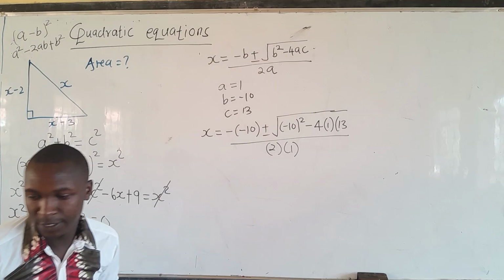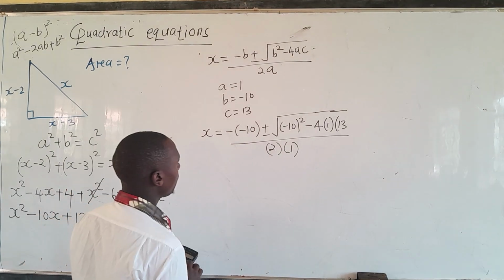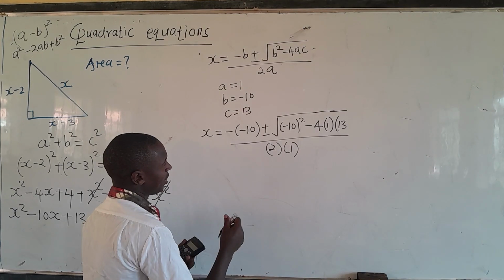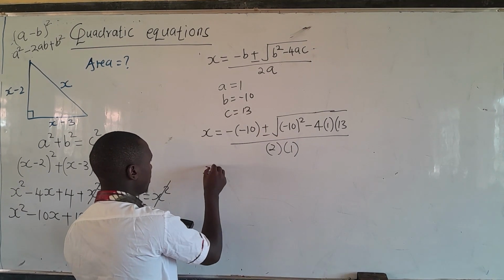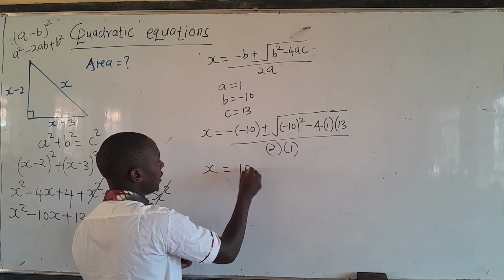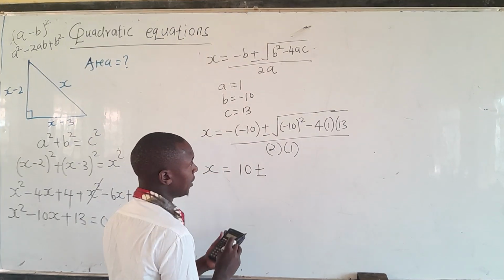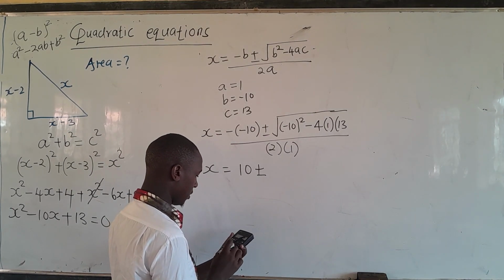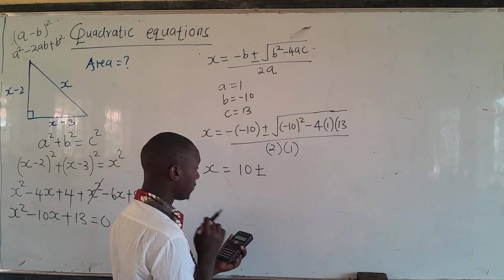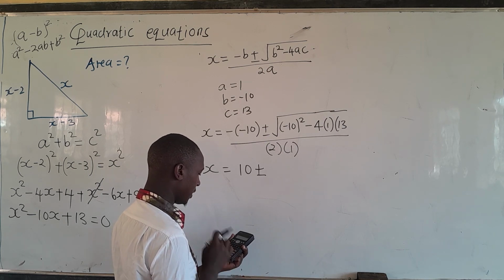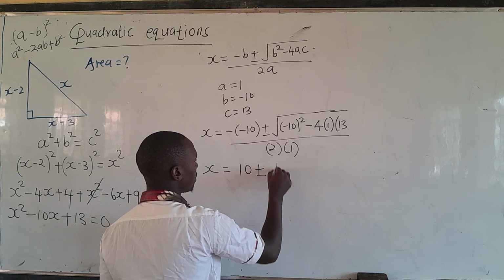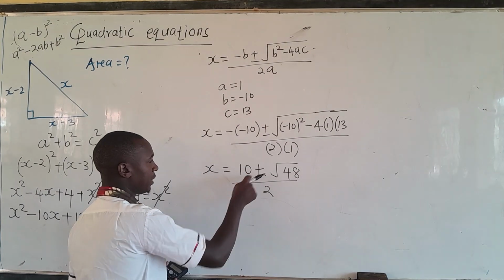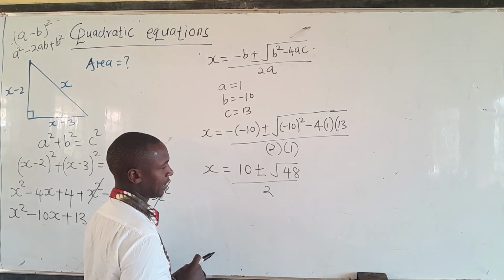So let me grab my calculator here, very quick. So x is going to be equal to a positive 10 plus or minus the square root of 100 minus 13 multiplied by 4. That is 52. 100 minus that one is 48. So we're going to have the square root of 48, divided by 2. We're going to find the first value when it's a positive, and the second value when it's a negative.